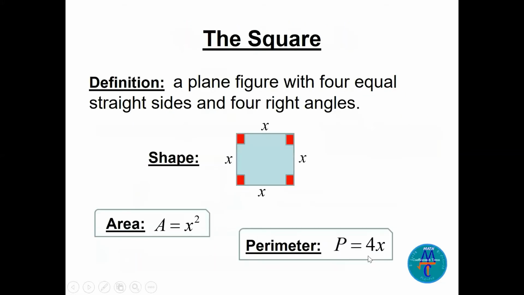All right, let's see the square. Square is the easy one, a plane figure with 4 equal straight sides and 4 right angles, 90 degrees, 90 degrees, 90 degrees, 90 degrees. That's a square. This is the shape of the square. All the sides are equal. Let's call this side x to make it easy. Call it x, you can call it y, you can call it anything you like.